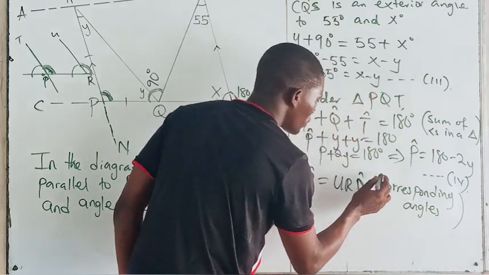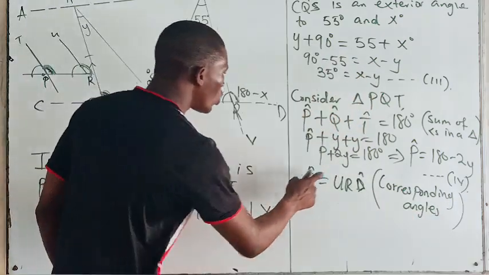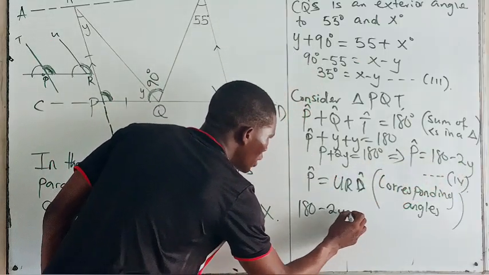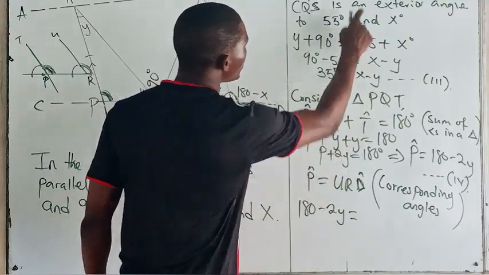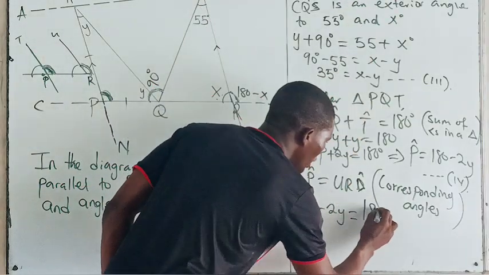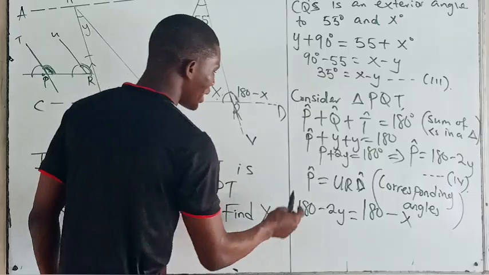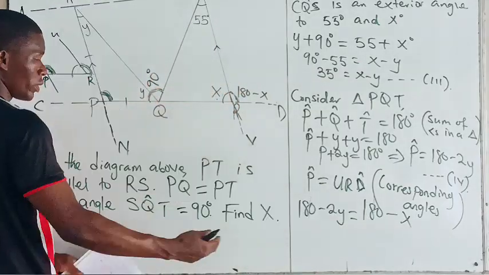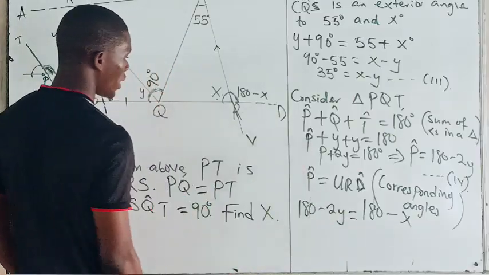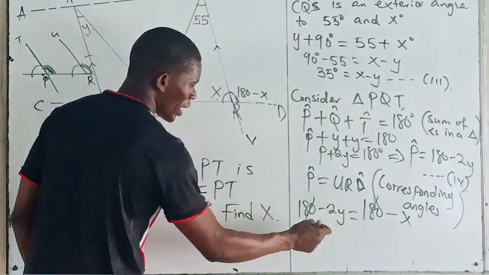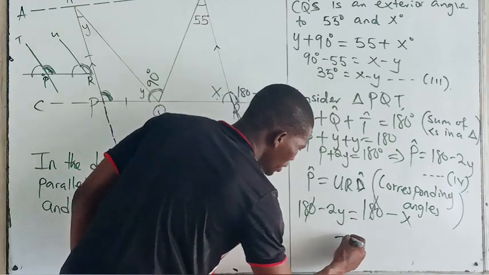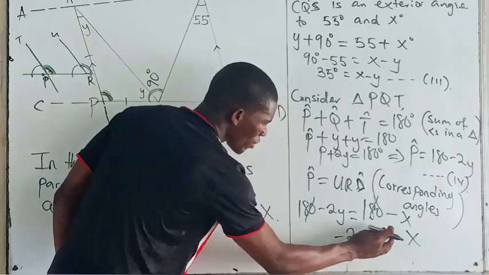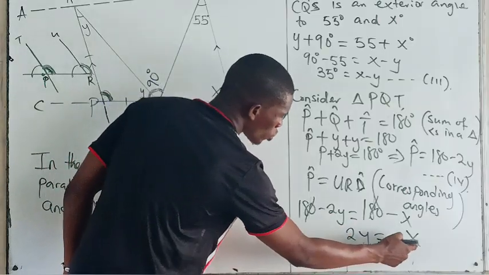Alright. So that implies that angle P, which is 180 minus 2y, is equal to angle URD, which is 180 minus x. Now looking at this, 180 will cancel 180 on the other side because they have the same sign on both sides. So 180 cancels out 180, we are left with minus 2y equals minus x, right? So minus cancels minus, and we have 2y equals x, right?